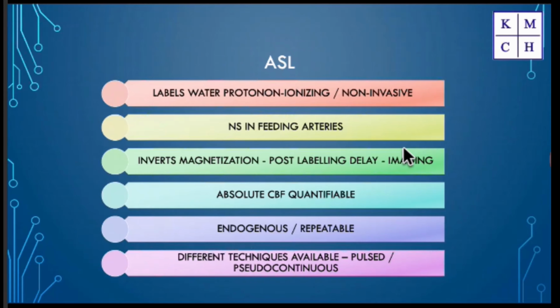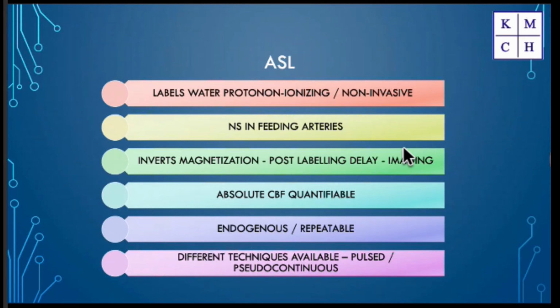Looking at ASL, what are the main advantages? Yes, it does use the endogenous tracer. So we label the water protons that are present in the feeding arteries. So what do we mean by labeling? We actually give an inverting or a saturating pulse. Saturation is actually not the correct word, but for easier understanding, we tend to give a 180-degree inverting pulse, which means we invert the magnetization of these labeled water protons.